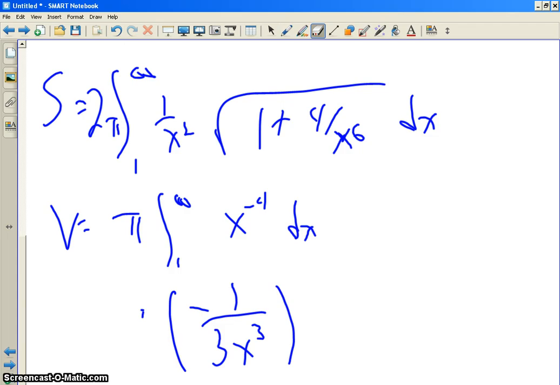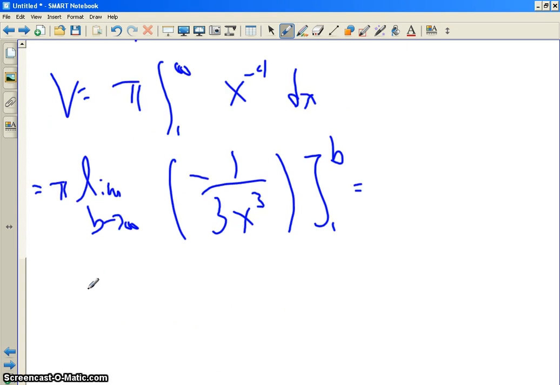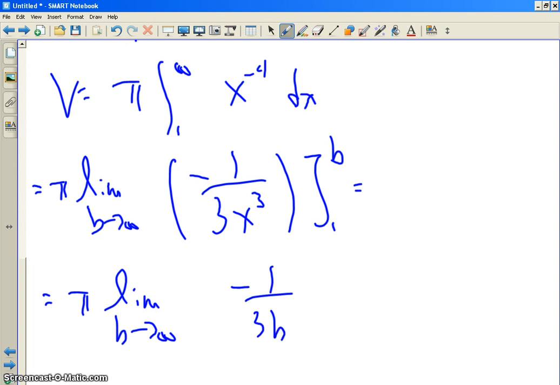And now, well, you know what? Let me be careful with this. Can I find this limit? Let's see. It's pi times the limit as b goes to infinity, going from 1 to b. All right, let's see if we can work this out. It's pi times the limit, or you can put pi in there if you want, doesn't matter, of negative 1 over 3b cubed minus a negative 1 is plus 1 over 3 times 1 squared is 3. Does that limit exist?